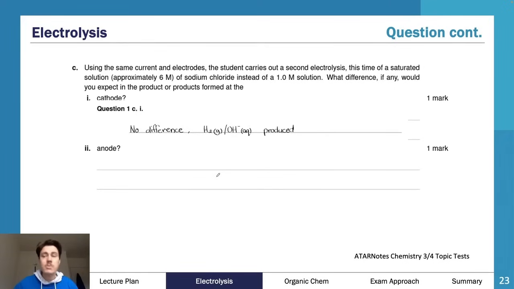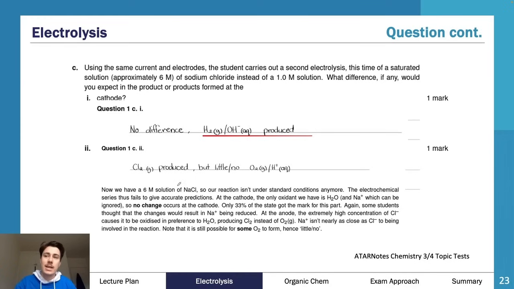Full stop. So by saying that there's no difference, I'm also, really importantly, telling the examiner that I'm still going to get the same thing produced. And it's really important that I say what is being produced. But at my anode, I'm going to get a difference. I'm going to say Cl2 gas produced with little to no O2. Now, do I need to explain this? I think it looks good if you explain it. Yes, it's a 1 mark question, but I think it looks good if you explain it.